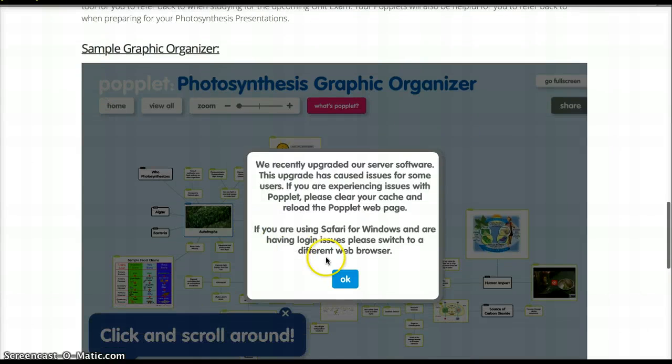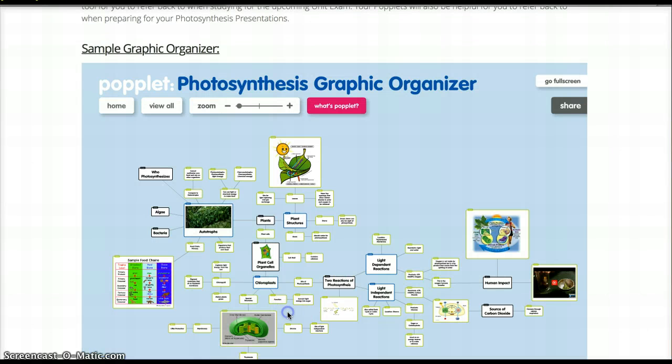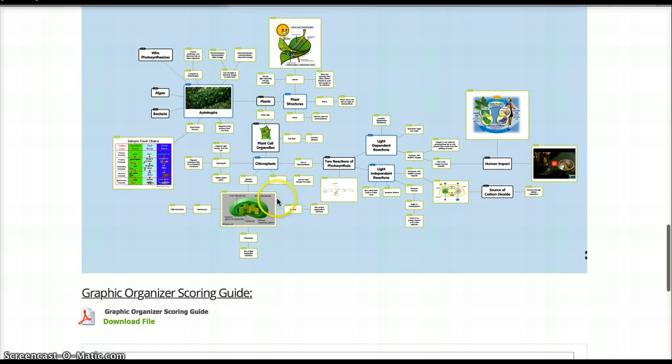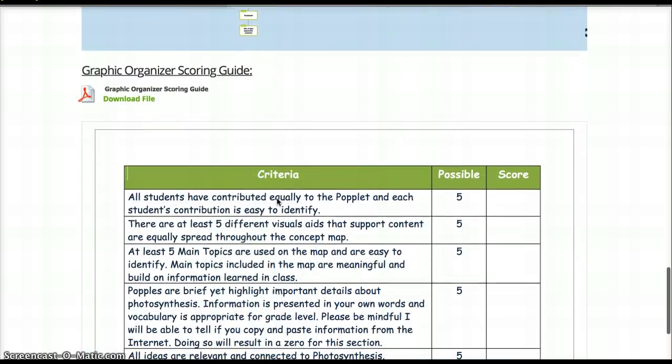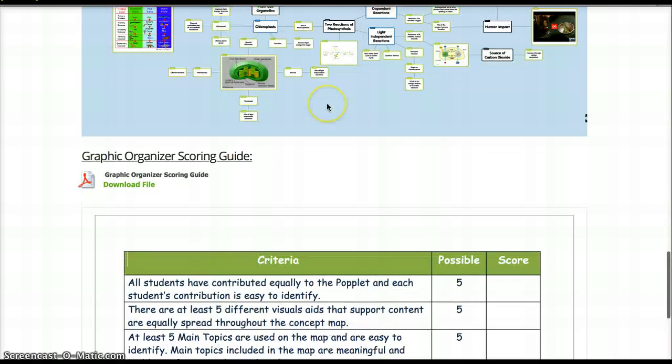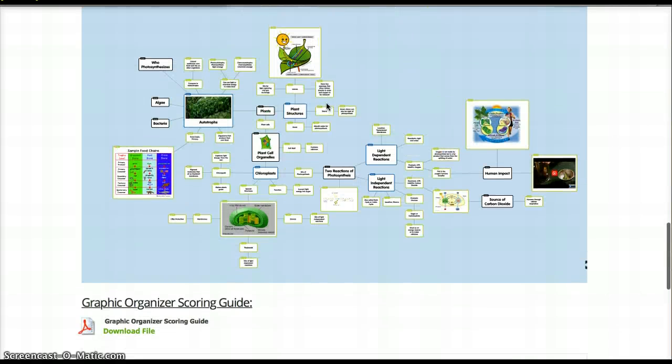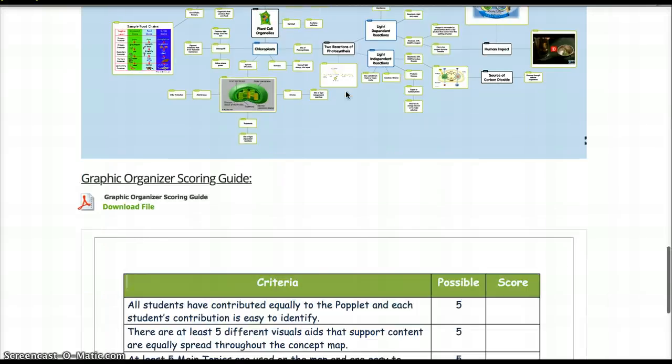and I've followed that up with an example of what I would give in a presentation, and I have included my scoring guide. Basically I'm just looking to see that all students contribute equally. They are going to be working in groups to complete this, so I'm just making sure that everybody did their fair share. I'm looking to see that they have visual aids and that the information is appropriate for their age level. I don't want to see a whole bunch of facts that have just been copied and pasted. I want to see that students really did think about it.